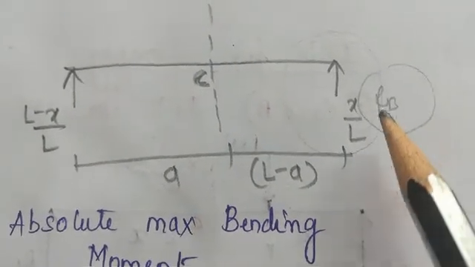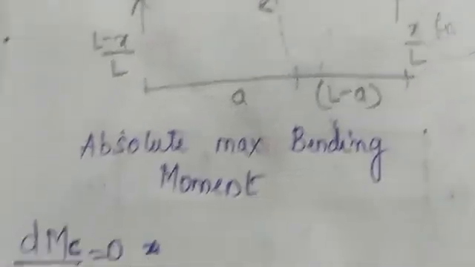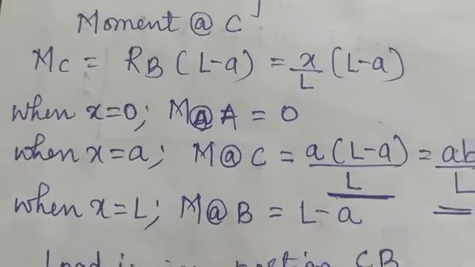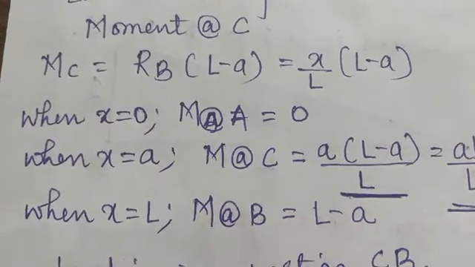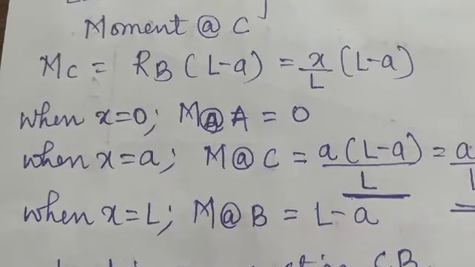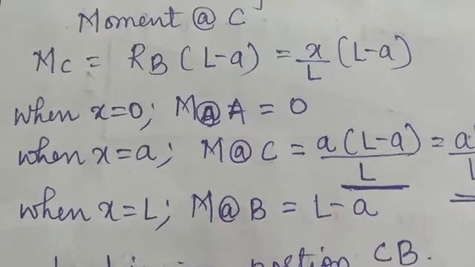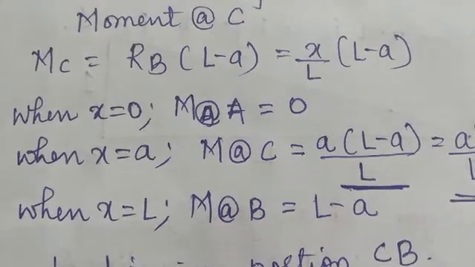So what is the value of RB? X divided by L, we have already calculated. So here moment at C is equal to what? RB into (L minus A). If I substitute the value of RB, that is X divided by L, I get the equation as X divided by L into (L minus A).